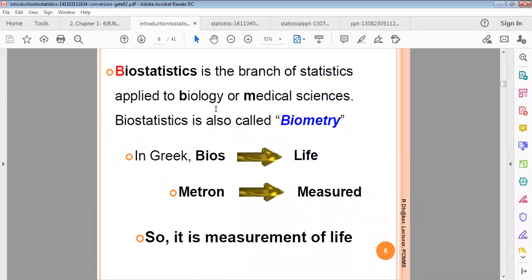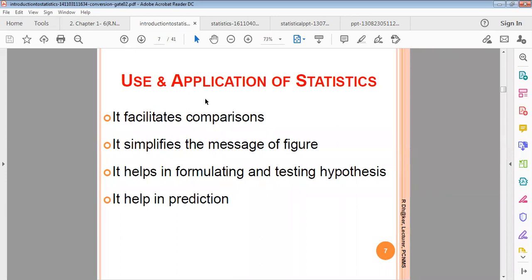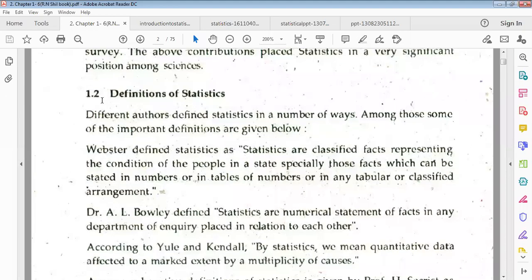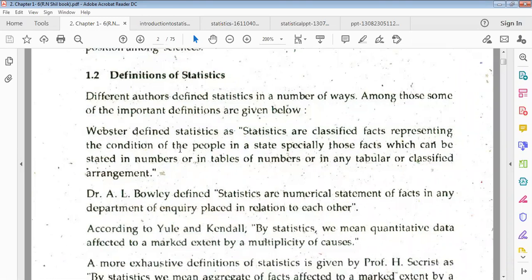Now, uses and application of statistics. Why do we use statistics? In this case, we can observe there are different types of definitions of statistics in the book by Rabindranath Shil. Webster, a famous statistician, defined statistics as classified facts representing the condition of the people in a state. State means in a country or in a big part of a country. Especially those facts which can be stated in numbers or in tables of numbers or any other tabular or classified arrangement. That means we have to collect data and arrange this in number, tabular form or classified form.